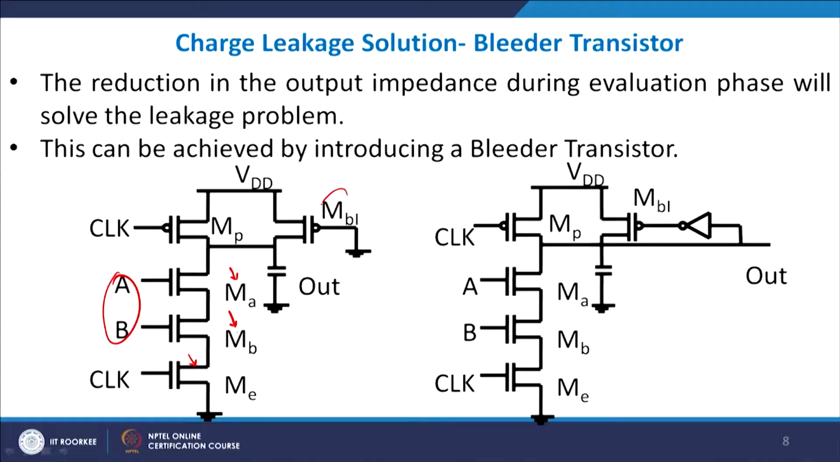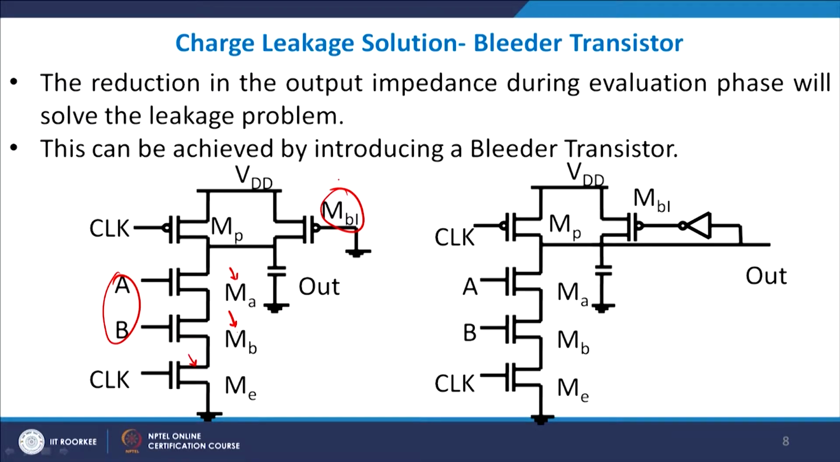So, what people thought and did was introduce what is known as a bleeder transistor. Let us see how it works, very simple and straightforward. I have MA and MB, so it is an AND gate, and this is my evaluation transistor here. A and B are the inputs, along with the clock, and I have put a bleeder transistor MB1 here.